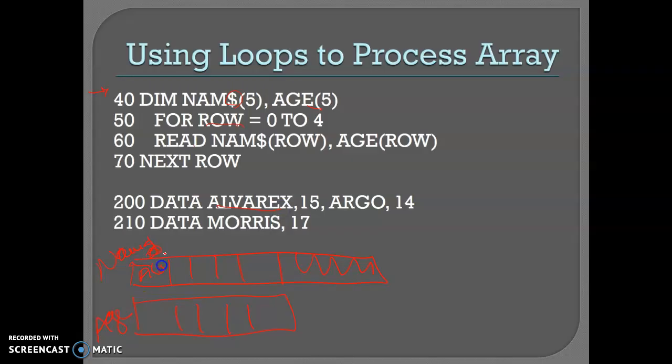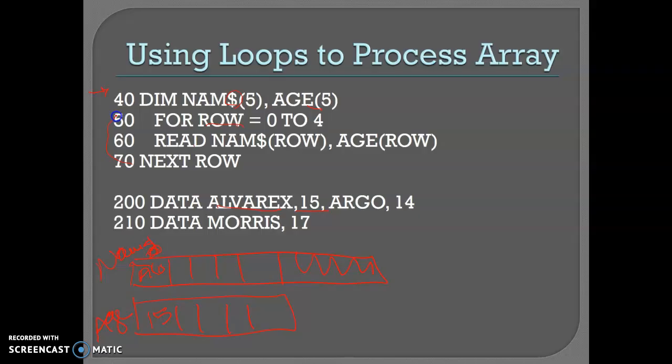It read AlvarX out of the database and stored it into the array called name$ at 0. It's going to assign age at 0, what it read out of the database. So it's going to read 15 into mailbox address 0.